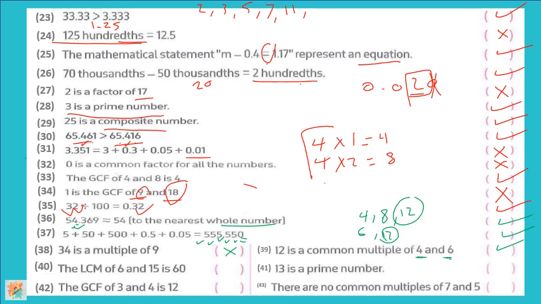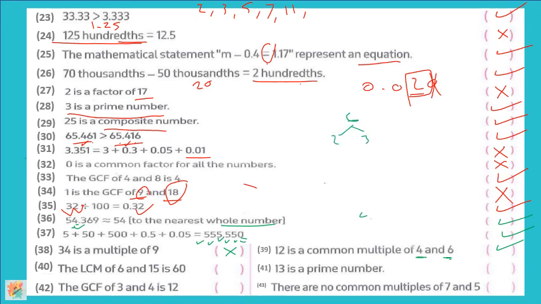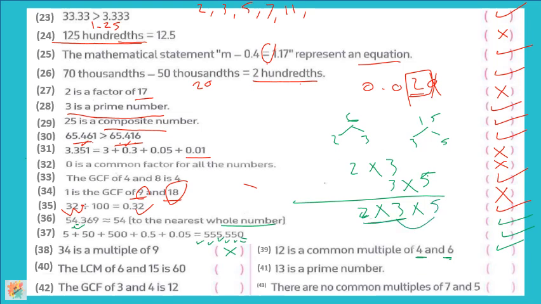The least common multiple of 6 and 15 is 60. Okay, how can we know it? Let's start to write the multiples of 6 and 15, or you can use prime factorization if you want. 6 is 2 by 3, 15 is 3 by 5. So to find the LCM it's 2 by 3 by 5. 2 by 3 is 6, by 5 equals 30.